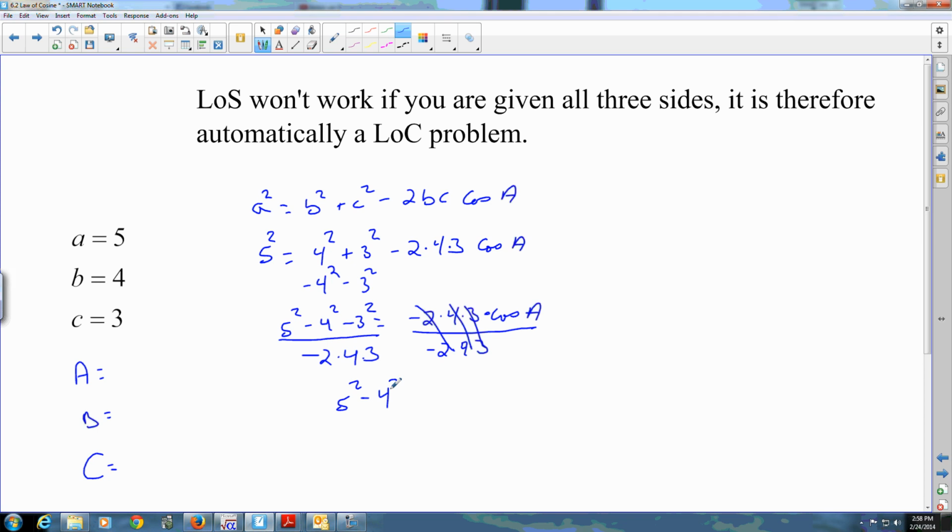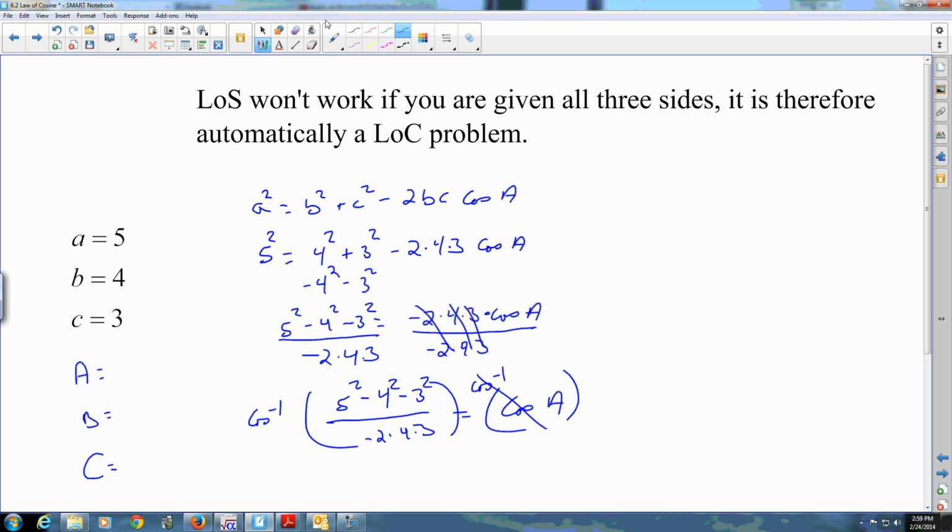Minus 4 squared minus 3 squared over negative 2 times 4 times 3 equals cosine of A. So to solve for A, I have to take the inverse cosine of both sides. So that cancels that out.